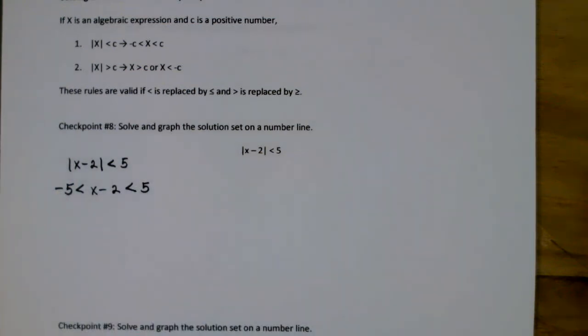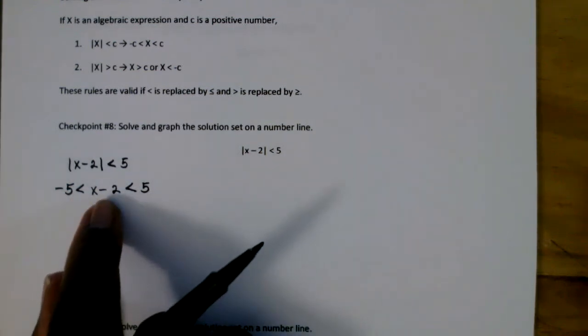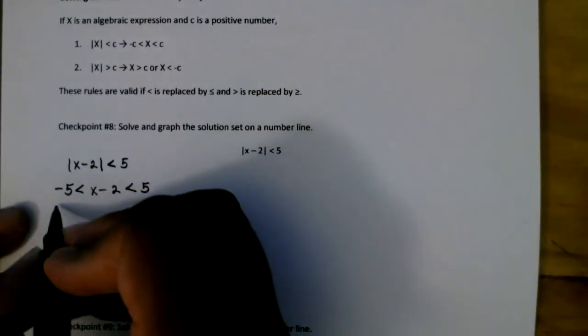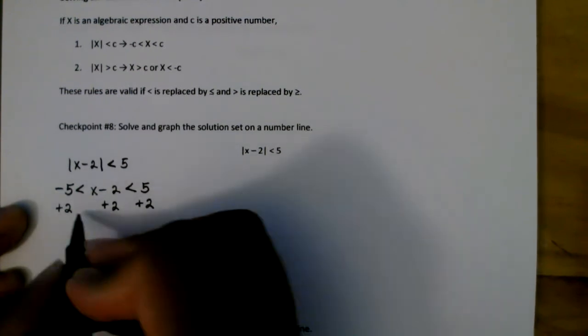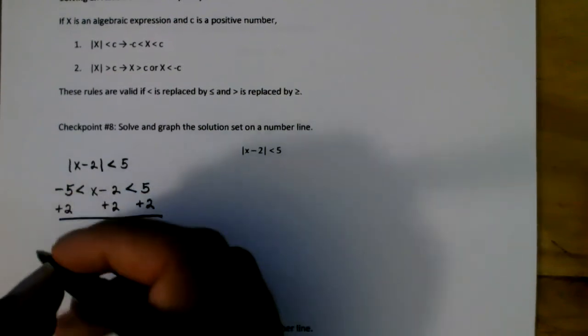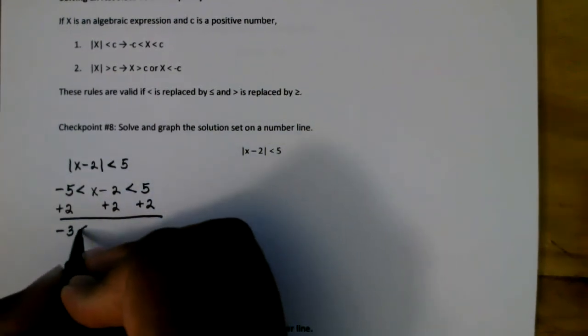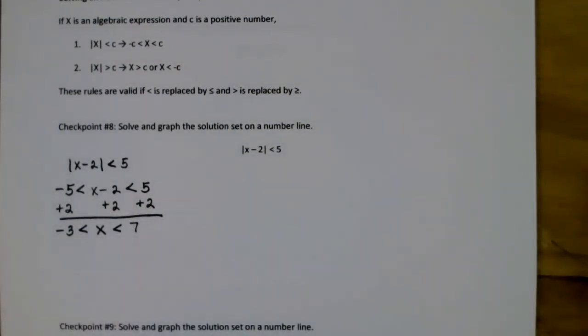And now we can get x by itself. We're subtracting 2, so the opposite of subtracting 2 would be to add 2. And since we're dealing with a compound inequality, I need to add 2 on the left, add 2 in the middle, and add 2 on the right, because this is a compound inequality that I'm solving. So now negative 5 plus 2 is negative 3, less than x, and less than 5 plus 2, which is 7. Okay, so here this will be x is greater than negative 3 and less than 7.